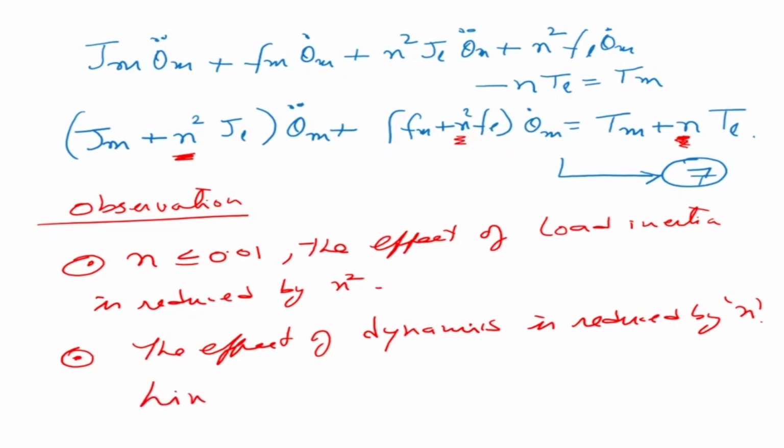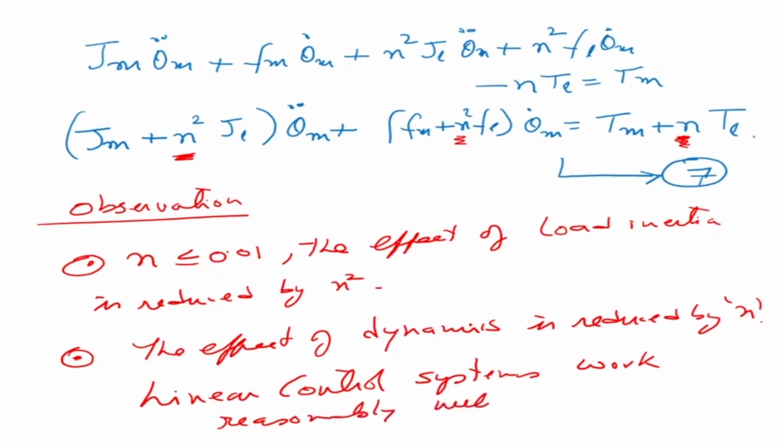So linear control systems work reasonably well for a robot manipulator, which is essentially nonlinear. So this is something very, very important that we need to understand. This equation is a very simple equation. How did we get it? I explained, but this is a very, very important equation because it tells us that a linear control system actually works and why it works. Now let us proceed further and look at the model.